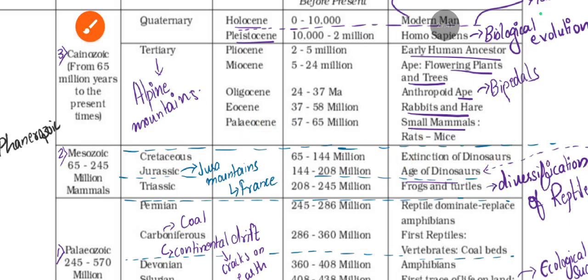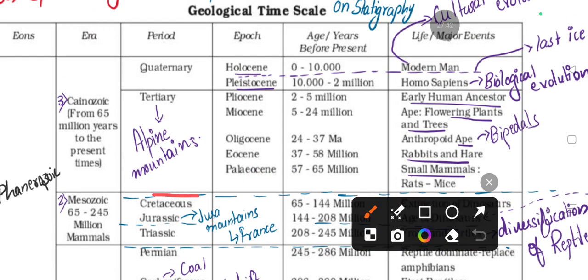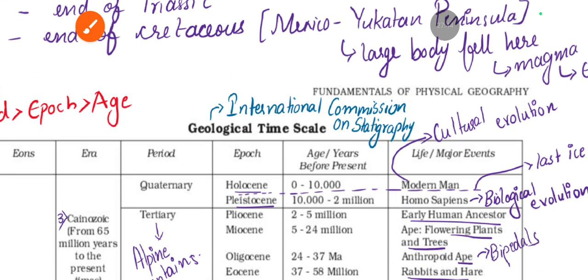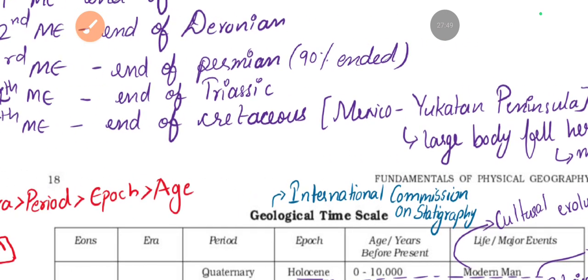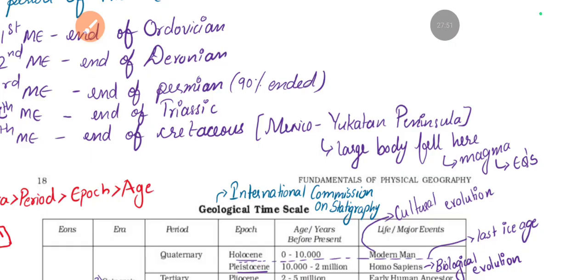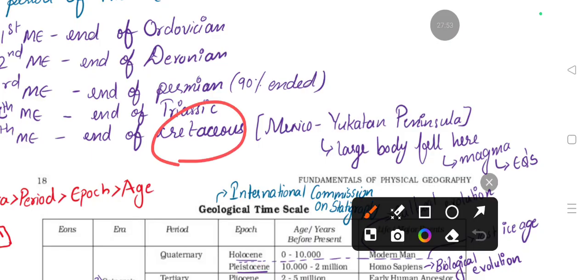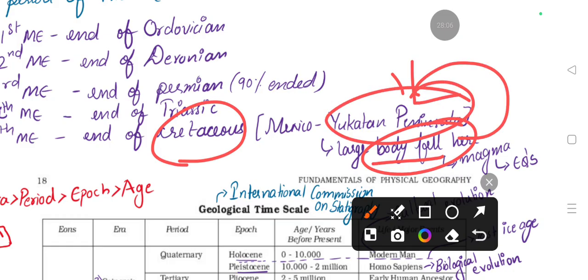It is after the Cretaceous period that we have seen the fifth mass extinction. This is the final mass extinction that has taken place. So what happened? Why did we see the mass extinction at the end of the Cretaceous? It is believed that a large body, a meteoroid, fell on the earth, in the Yucatan Peninsula. The Yucatan Peninsula is in Mexico.